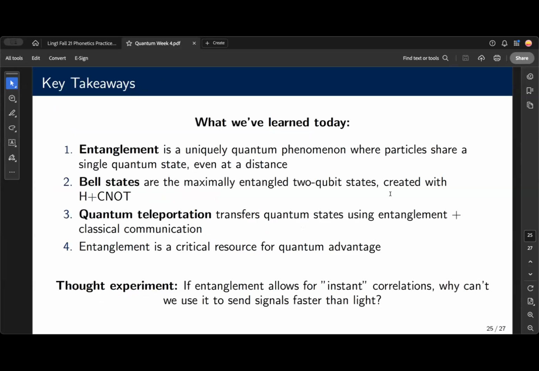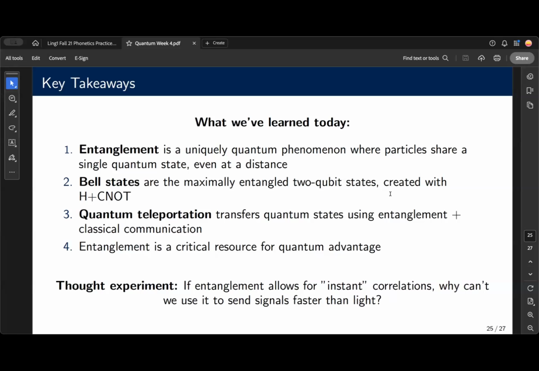All right, to summarize what we learned today, we did cover entanglement at the start, which is a uniquely quantum phenomenon where particles share a single quantum state, even at a distance. So you cannot describe a single qubit independently. Saying a thing about one qubit tells you everything about the other qubit. And that is what I would want you guys to take with you in terms of what entanglement really means.